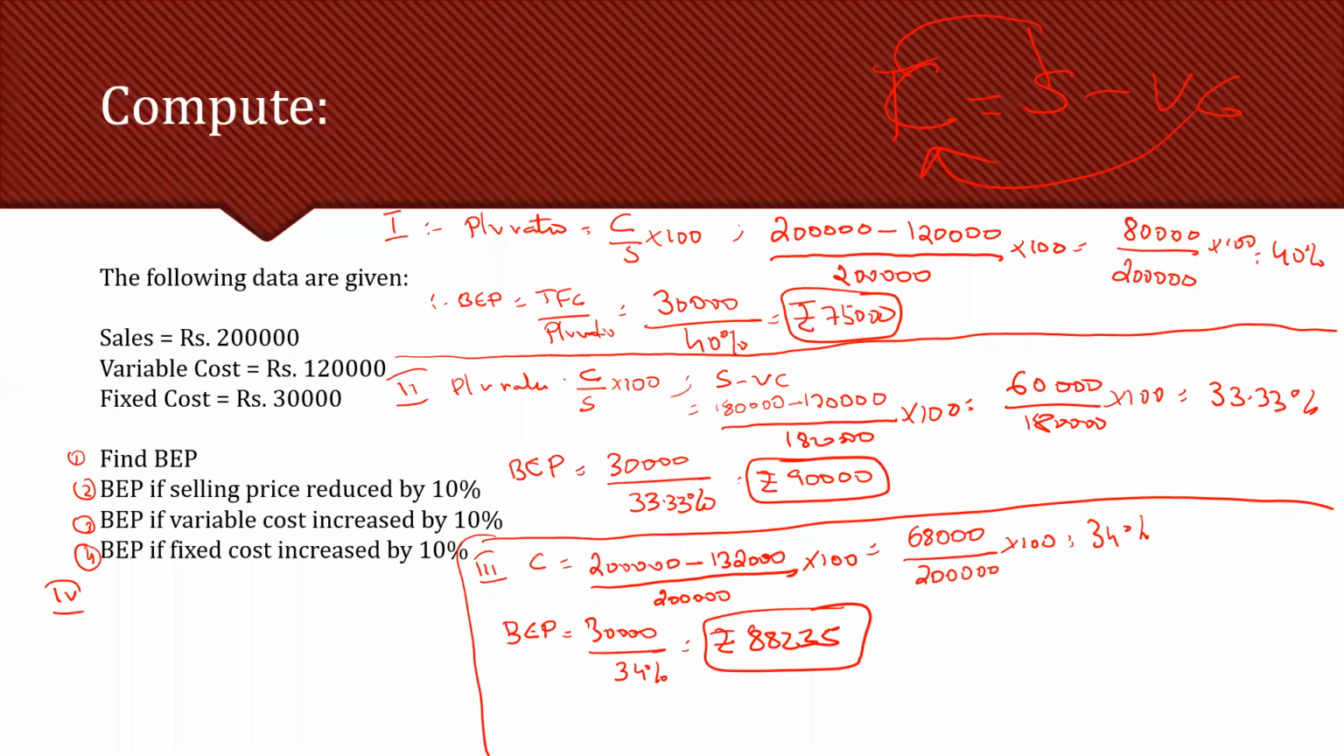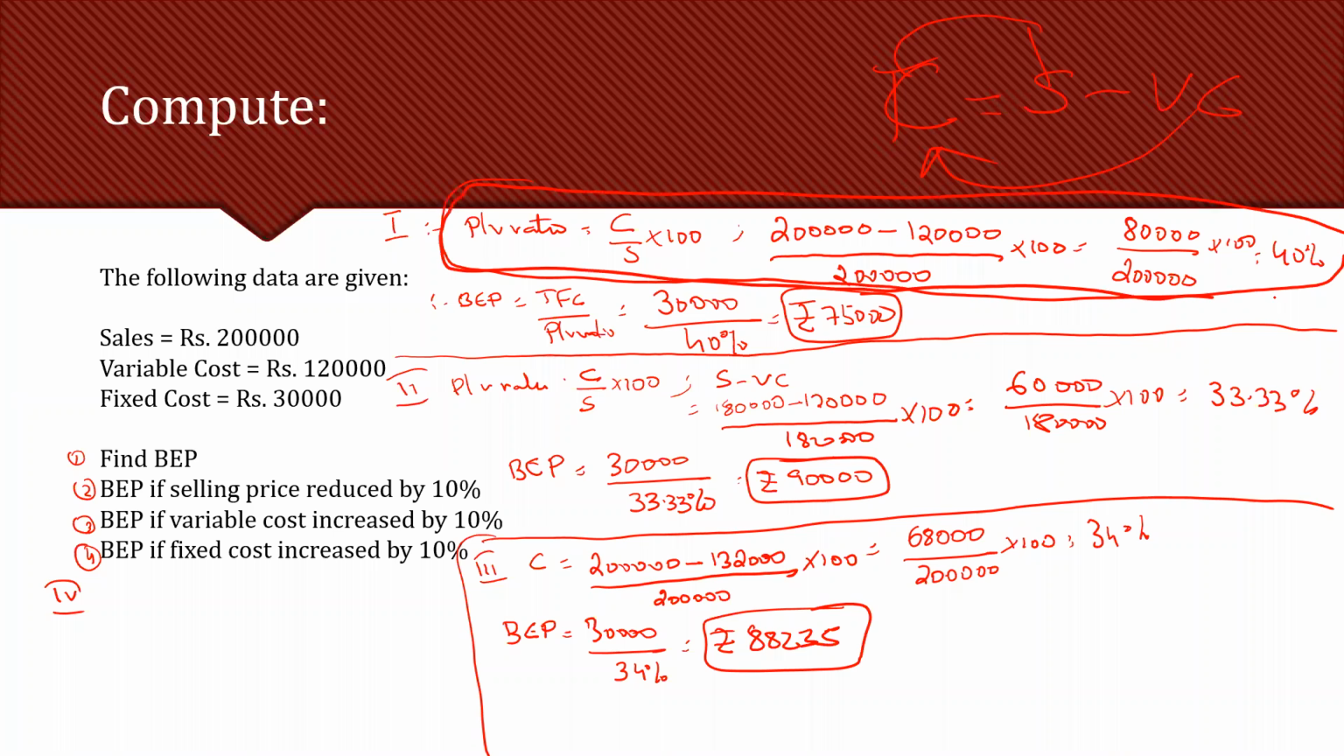Because PV ratio will not be affected by the fixed cost. Yes. In the second and third case, what changes is the selling price and the variable cost. So if that changes, PV ratio will change. But in the fourth case, only fixed cost is being changed. So selling price and variable cost have no change, so this one will be applicable. So the PV ratio will remain at 40%, right?